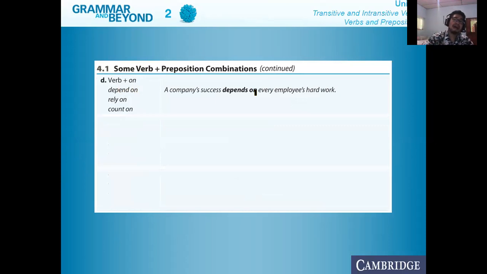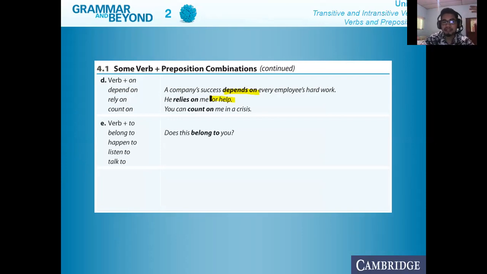The same explanation applies over here. The company's success depends on every employee's hard work. It depends on that. Depends on what? On the employee's hard work. It relies on whom? Me, for help. So remember, you will have another example of a prepositional phrase that is for help. Okay? For a preposition and help a noun. You can count on me in a crisis. No problem. You can count on me every single time that you want.